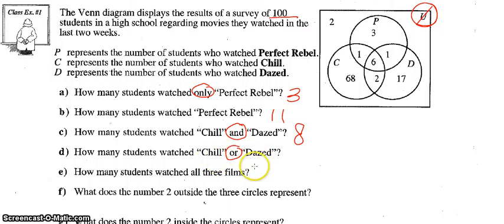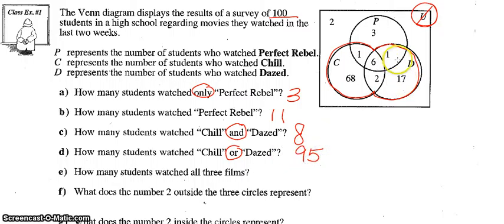C or D is different. They can watch just C, or just D, or both. That's what or means, so it's the union. Let me highlight it. The union is this part. So just add up all the numbers in it: 68 plus 1 is 70, plus 6 plus 2 is 78, plus 17. Well, that's a lot. So it's 95.